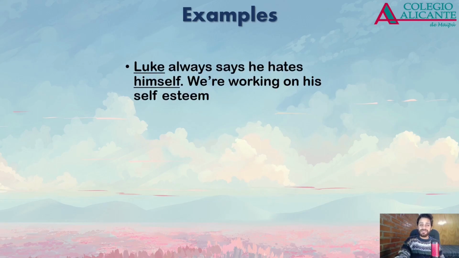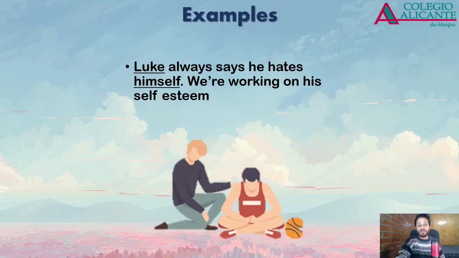Coming up next, we have himself. Our sentence says, Luke always says he hates himself. We are working on his self esteem. So, yeah, he has a friend and he's not feeling good about himself. He hates himself. And of course, he's working towards making him feel better about his own person. Come on, Luke, you can love yourself. Don't hate yourself. We're working through this. I support you. You're a good man. And, well, you should all do the same with your friends, alright?